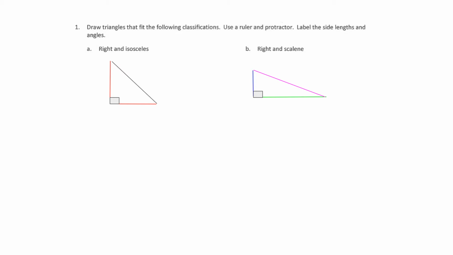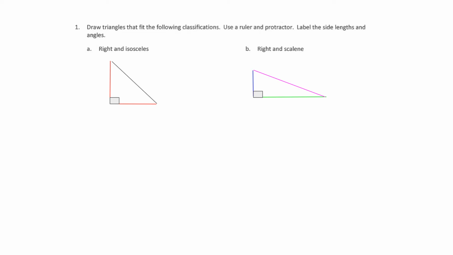So this is right and isosceles. First things first, I made sure that I had a right angle. And isosceles, I made sure that the two red sides were equal. That's why I made them both red. And this black side is a different length. So obviously, maybe this would be 2 centimeters, 2 centimeters, 4 centimeters. So you do need to label the sides. I just could not do it in the program that I was using.